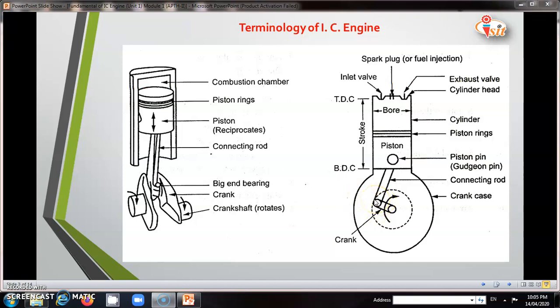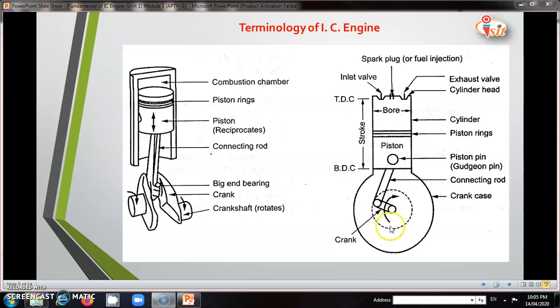The next important component is the crankshaft. The crank is a lever connected to the end of the connecting rod by a pin joint, with its other end connected rigidly to the shaft. It's called a connecting shaft. The main function is to convert reciprocating motion into rotary motion. The material used is generally aluminum alloy or sometimes cast steel. The manufacturing technique is forging.